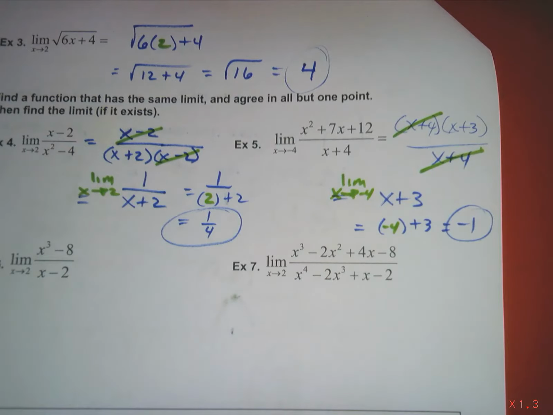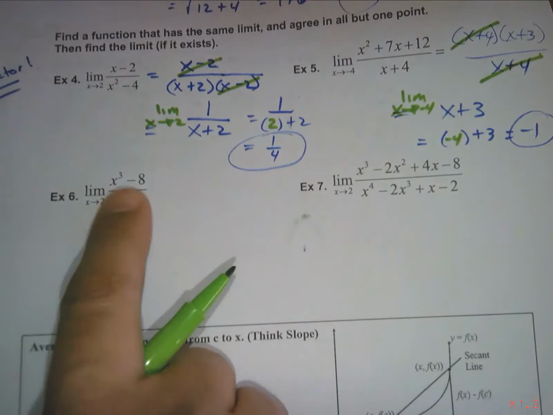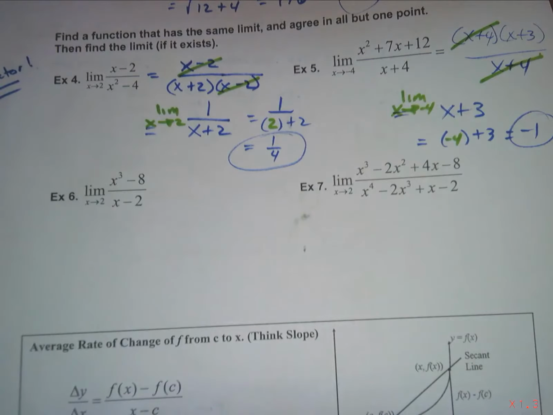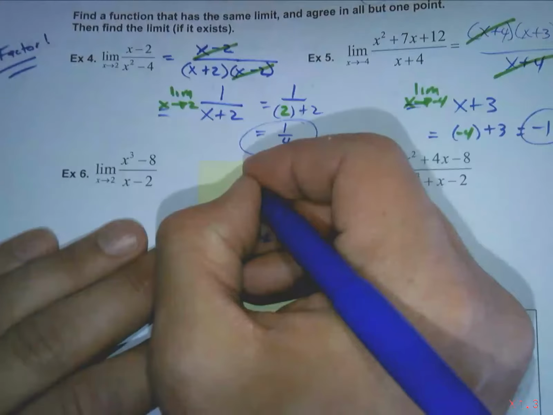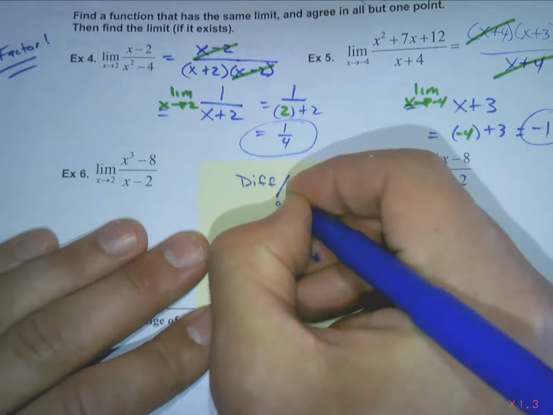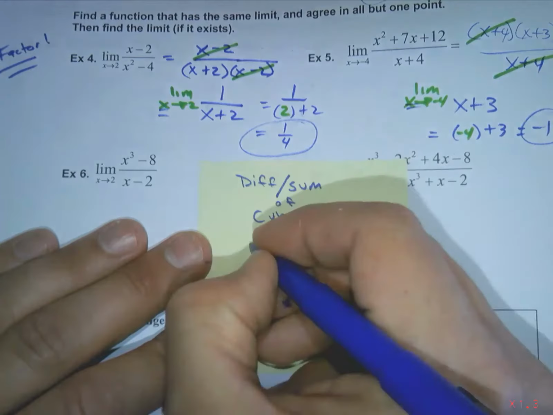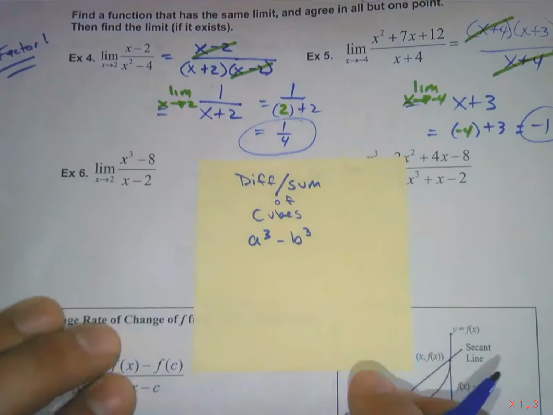Okay, questions, y'all? What do we got? Time for one more? You guys remember SOAP? Difference and sum of cubes. You guys remember this? For example 6, if I have something like this, x cubed minus 8, do we remember how to factor something like that? Let's go off to the side and remind ourselves. Again, if I have difference or sum of cubes, I'm just going to take a basic a cubed minus b cubed here. Okay, it's been a while since we talked about this.